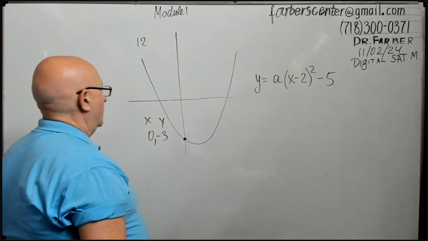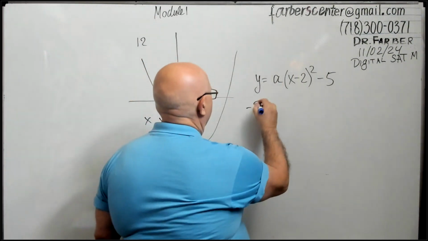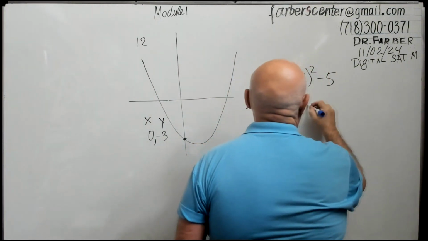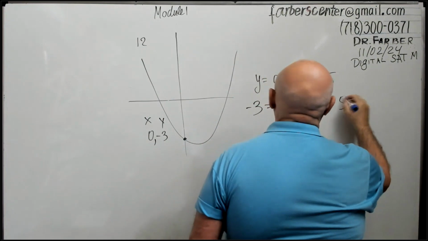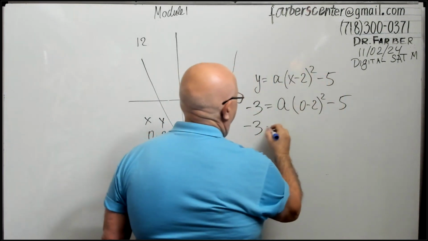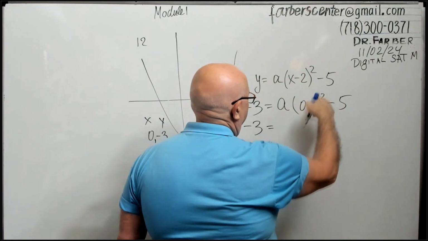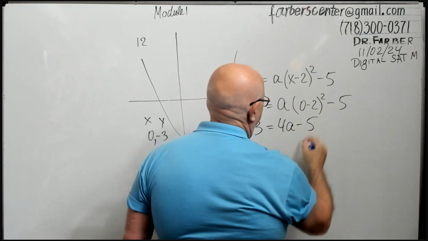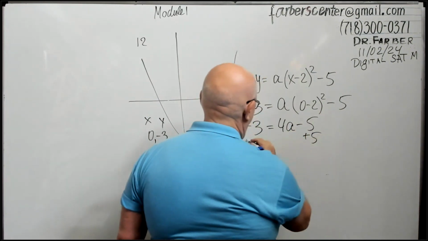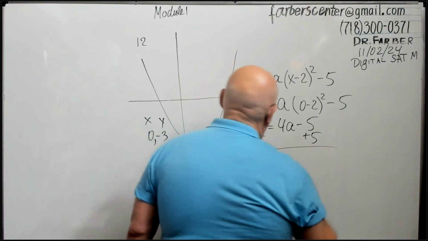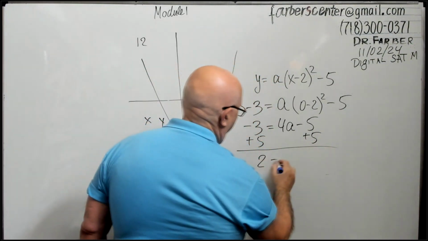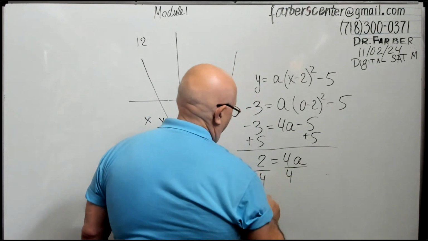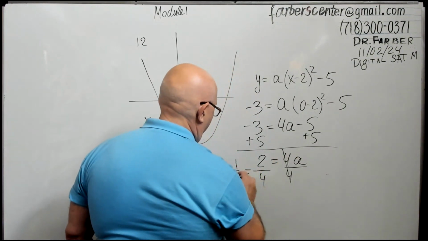Ordered pair. If this is -3, it equals a times (0 minus 2) to the second minus 5. Or -3 equals -2 to the second is 4, is 4a minus 5. Plus 5 and plus 5, you will have 2 equals 4a, divided by 4 both parts, and a is 1 over 2.